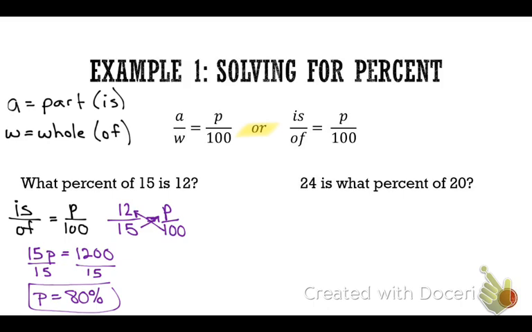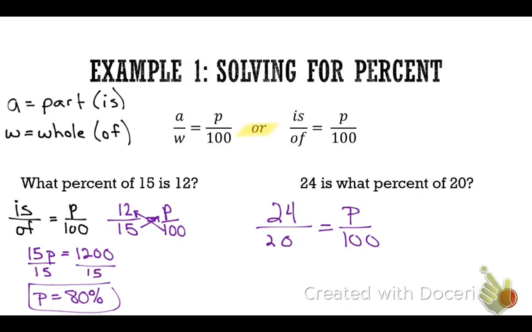All right, so I have 24 over 20 equals P over 100. All right, but something's different here. 24 is supposed to be the part, but it's actually bigger than the whole. So what does that immediately tell you about what your percentage is probably going to be? It's going to be bigger than 100. 20 is 20% of 100, so 24 is going to be more than 100%.